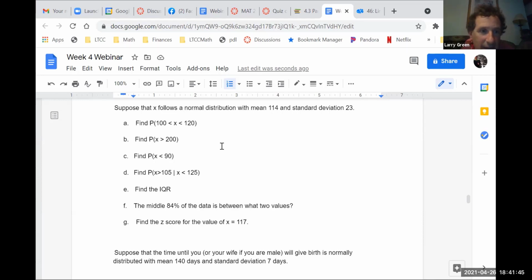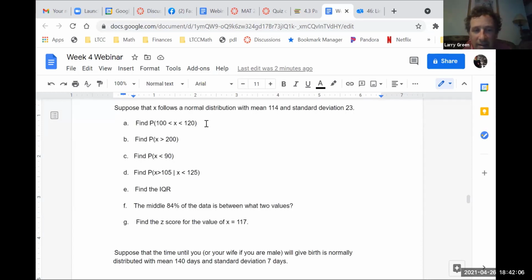Suppose that x follows a normal distribution with mean 114 and standard deviation 23. Find the probability that x is between 100 and 120. Any questions on the question? All right, since I told you the equation is really hard, how do you think we're going to do this? Any thoughts? Calculator. Exactly. You're definitely going to use the calculator, which means I'm just going to write it down on paper because I'm going to leave it and come back. Then you can write it too if you want.